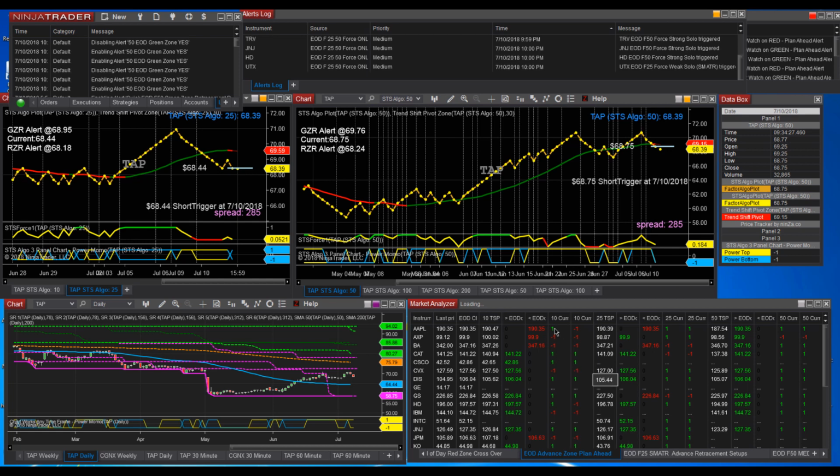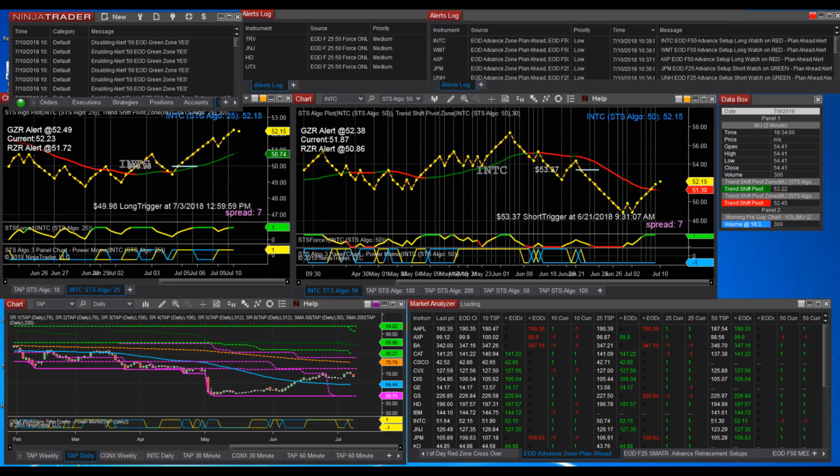Let me see if I can load. It's still loading, so I'm going to give it a minute. Just pause the video while it finishes loading. I'm going to explain these columns to you.